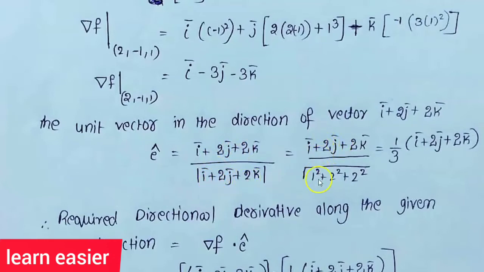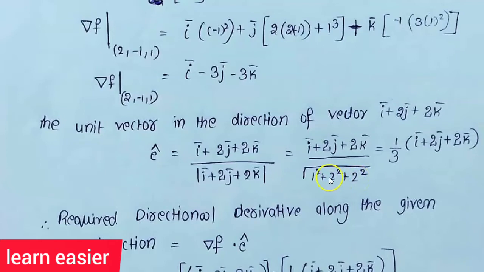And now the mod of a vector is the square root of, here the coefficient of i bar is 1, so we get 1 square, and here is 2, so 2 square, and here is 2, so 2 square. So finally we have 1 square is 1, 2 square is 4, and 2 square is 4.